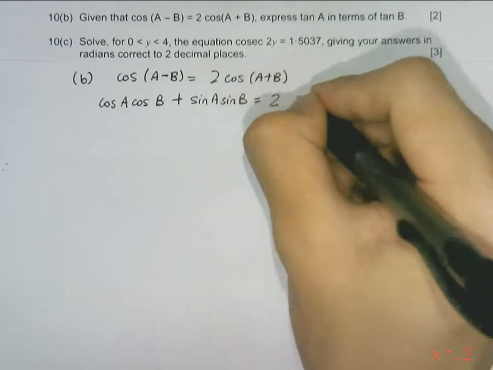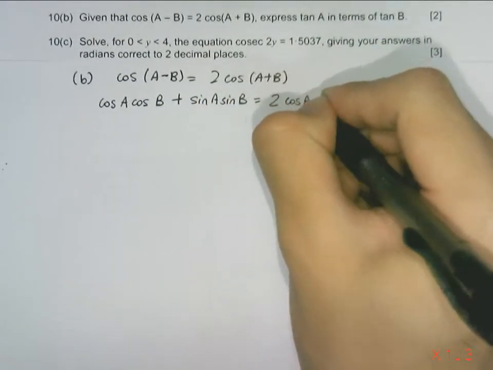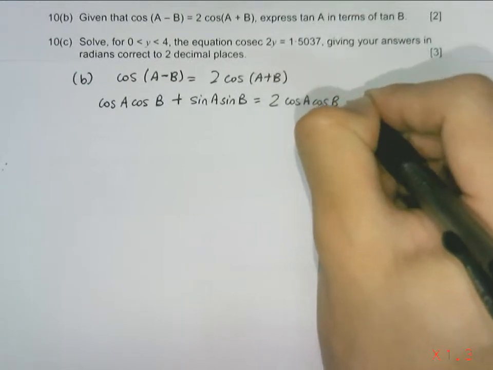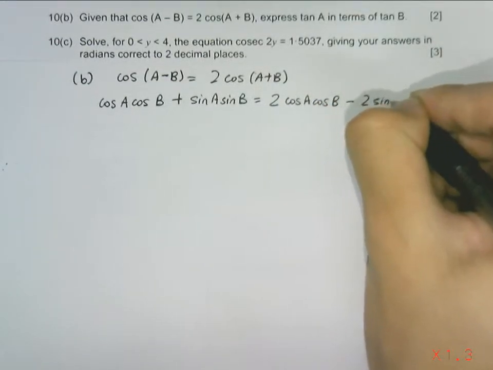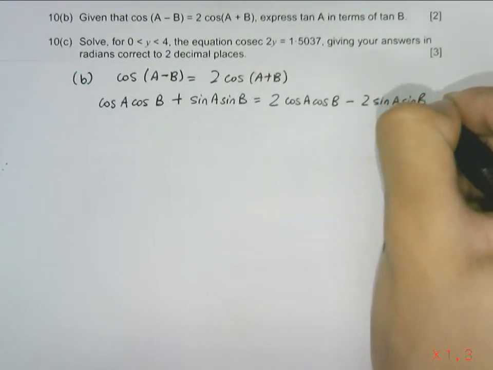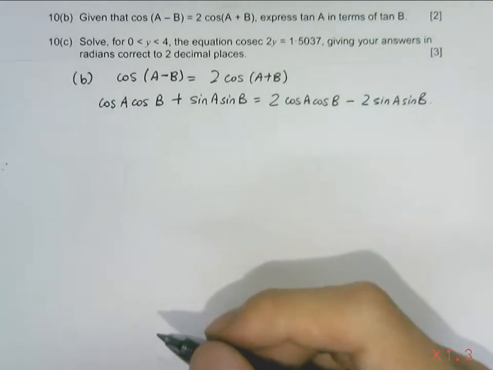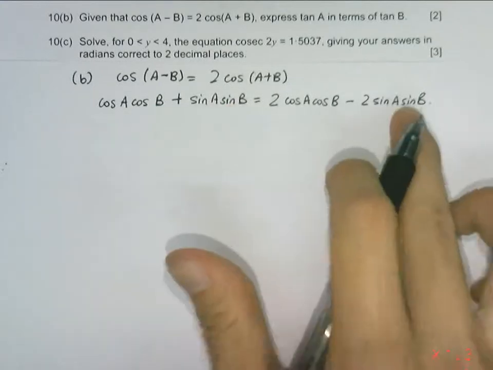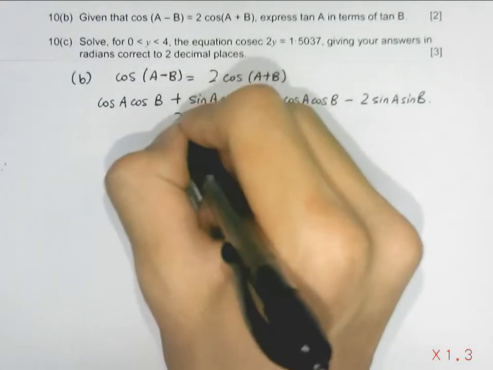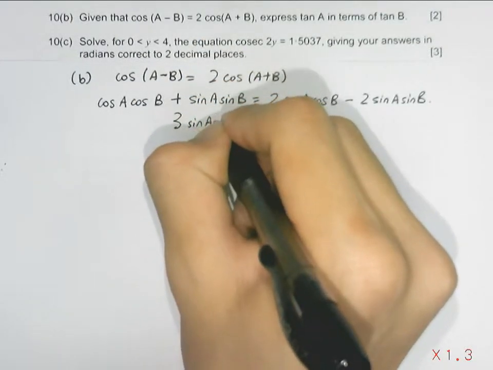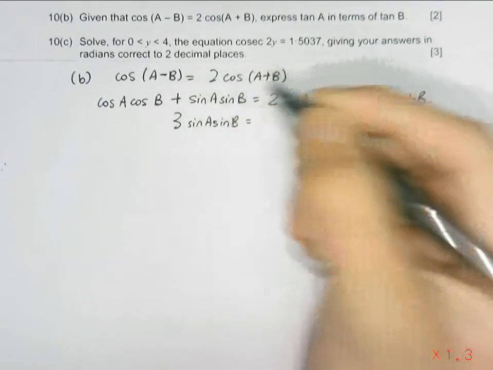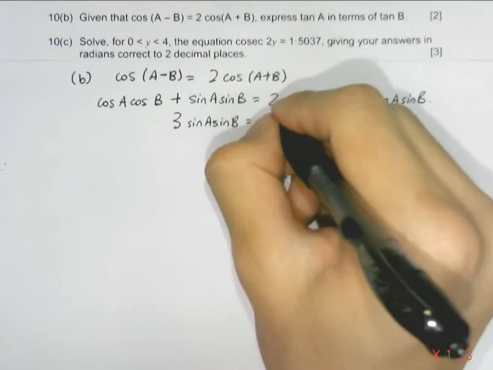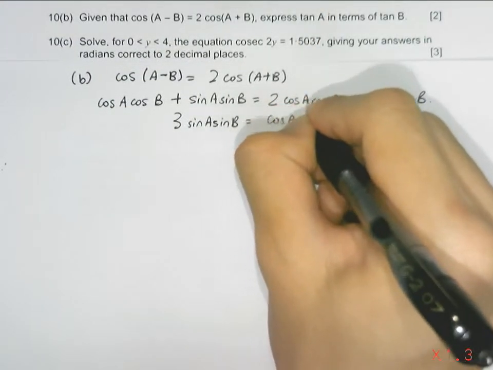So 2 cosine A cosine B minus 2 sine A sine B. Next, we just need to shift around the terms. Similar terms, we group them together. So 3 sine A sine B equals to cosine A cosine B.